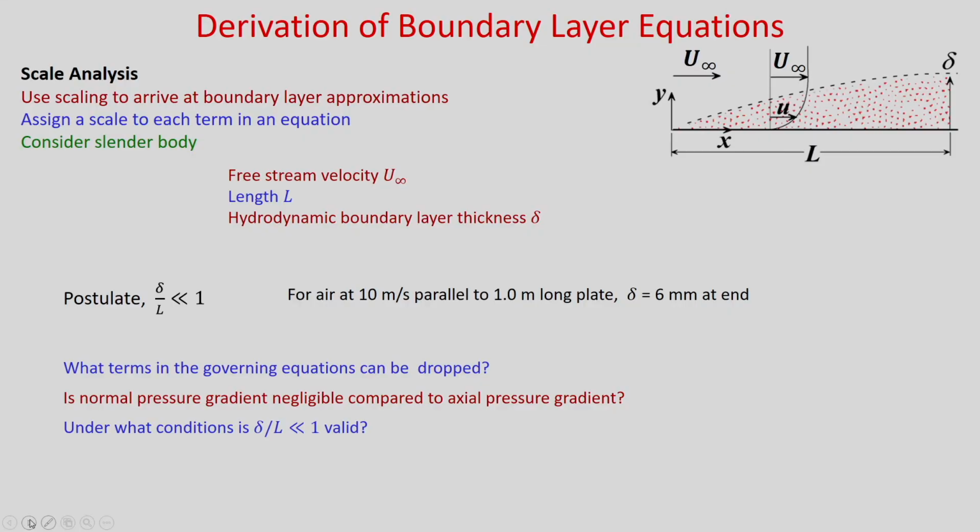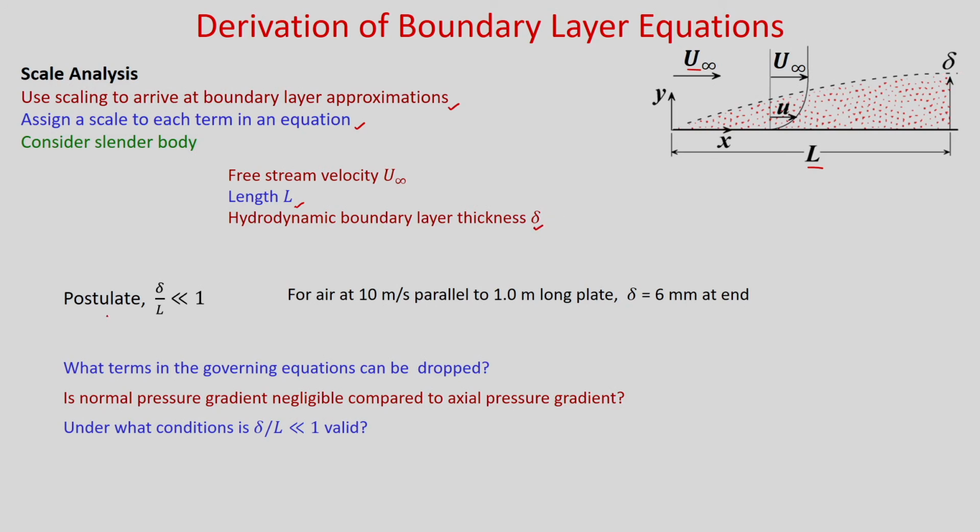Now, let us use another approach, which is your mathematical approach, that is scale analysis. Here we will use the order of magnitude analysis and see the order of magnitude of each term in the governing equations, and the term having less order of magnitude compared to the others will be dropped from the governing equations. So, use scaling to arrive at boundary layer approximations: assign a scale to each term in the equation. We have free stream velocity u infinity, length of the plate as L, and hydrodynamic boundary layer thickness delta.